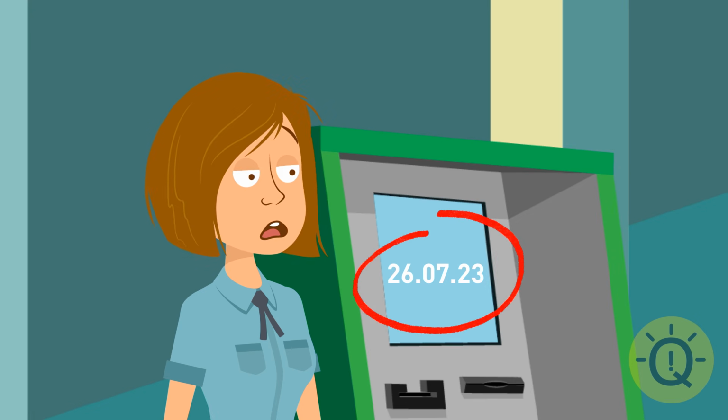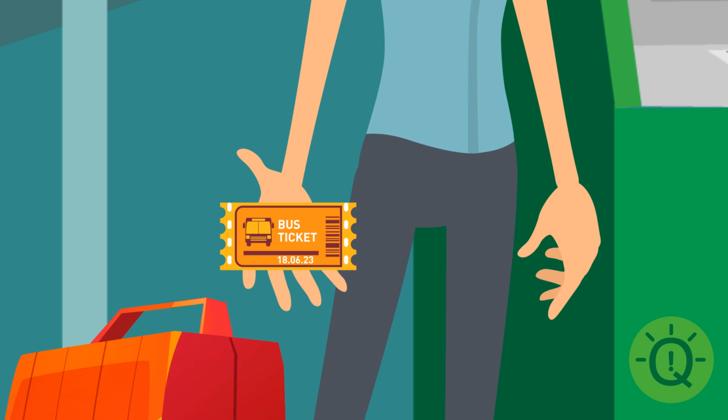Take a look at the current date on the screen of the vending machine. And now check the date on the ticket. The ticket the man sold Bella expired over a month ago.